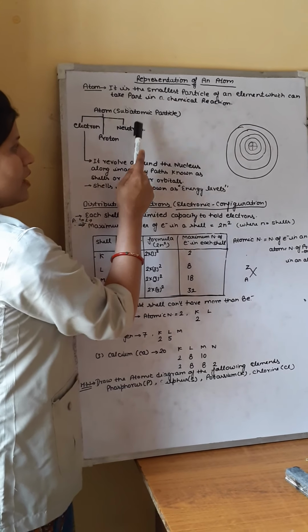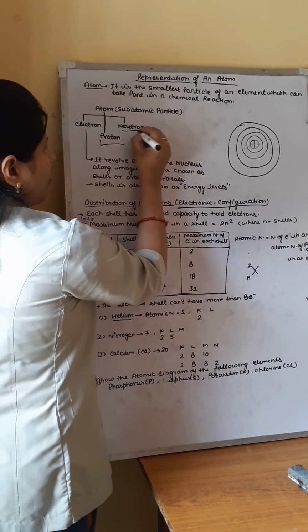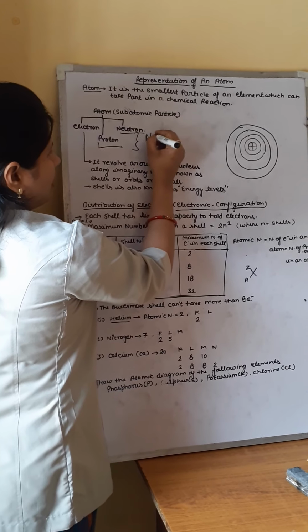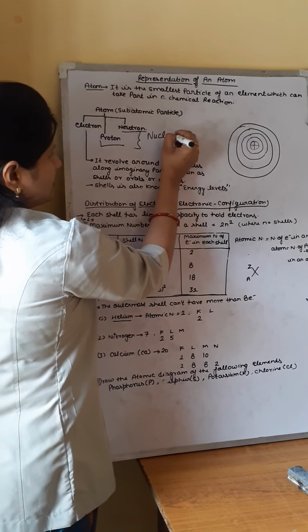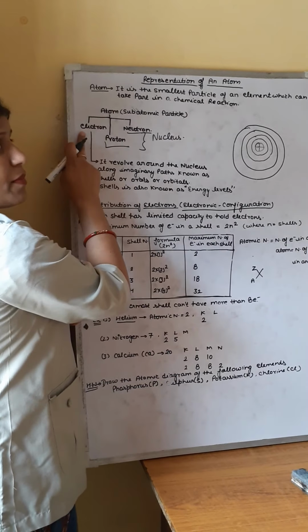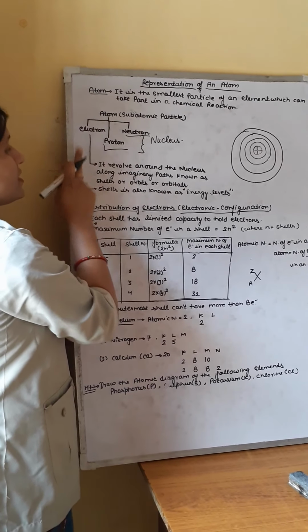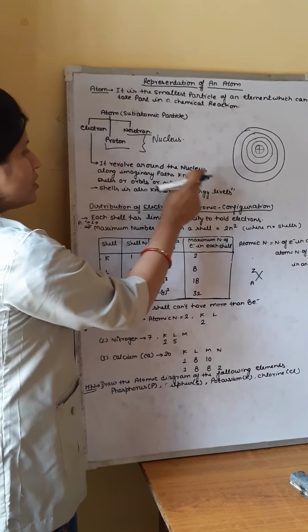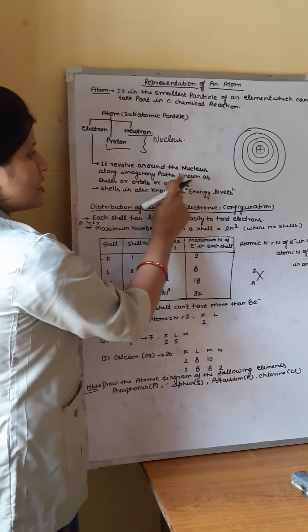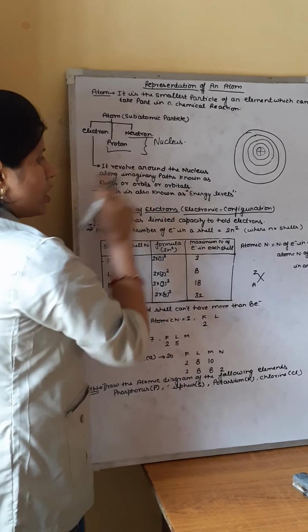Electron, proton and neutron. Students, proton and neutron both are present in the nucleus. If we talk about the electrons, where are they present? Students, electrons revolve around the nucleus along imaginary paths known as shells or orbits.